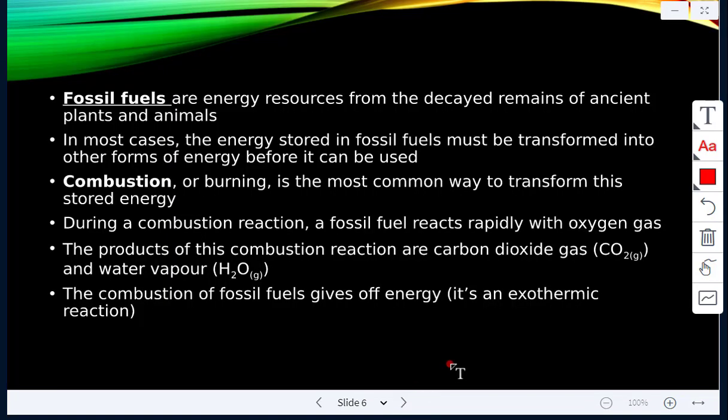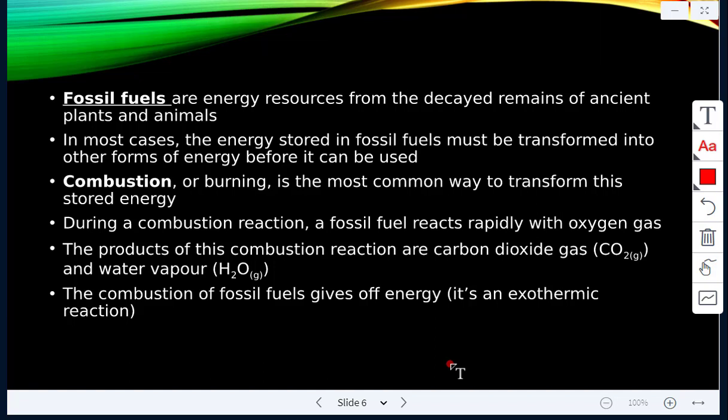So what are fossil fuels? These are the energy resources from the decayed remains of ancient plants and animals. In most cases, the energy stored in fossil fuels must be transformed into other forms of energy before it can be used. So combustion, which is also burning, is the most common way to transform this stored energy.